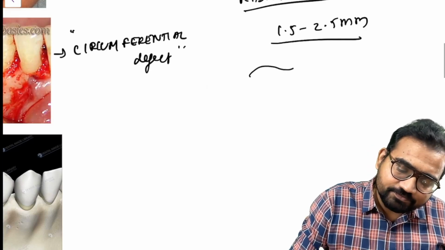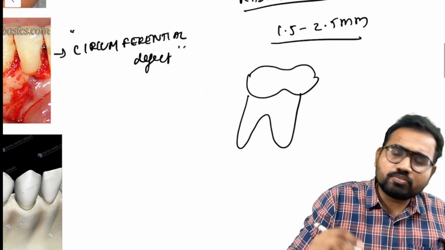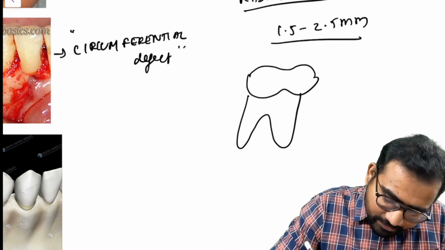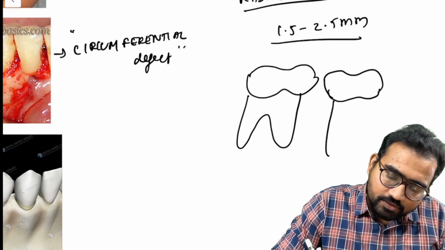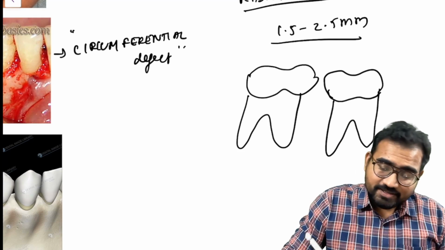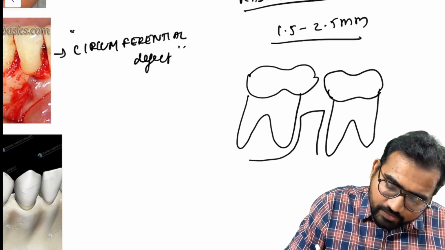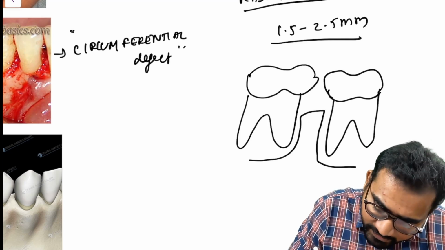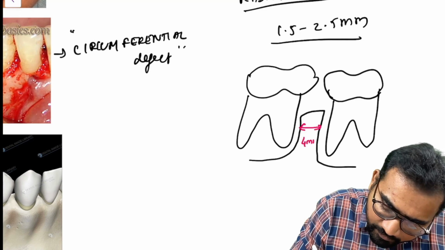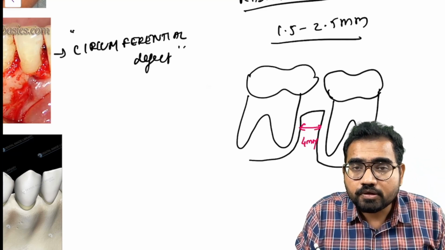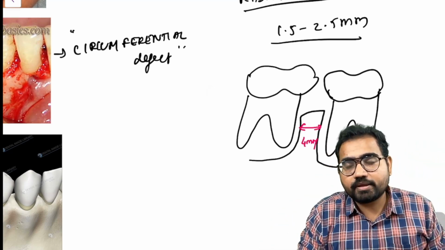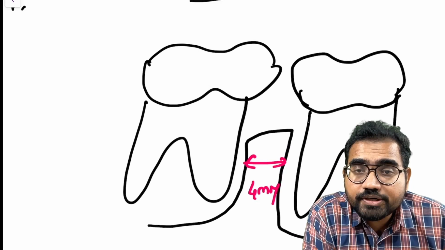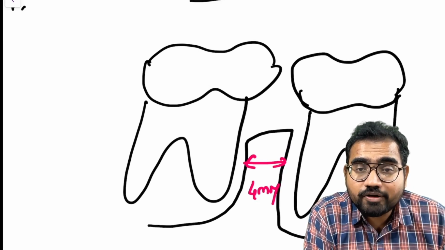Now just imagine my posterior tooth. Most of the time the posterior tooth will have a broader interdental bone. Say for example there is an interdental bone here, this is my posterior, and let us assume that the interdental bone is 4 mm. Now use your common sense and tell me, considering the radius of action in your mind, what type of bone loss can I expect here?